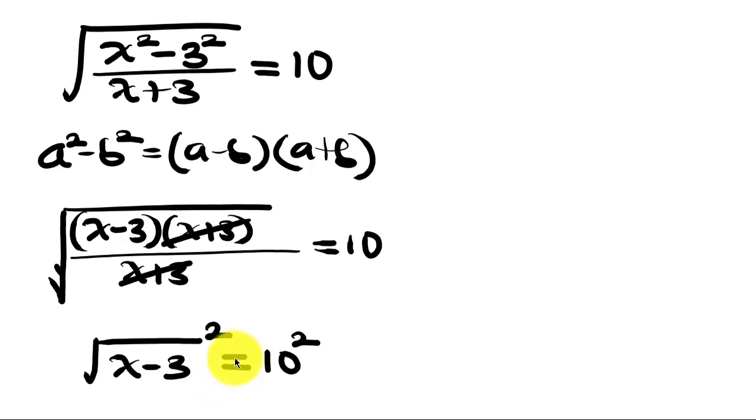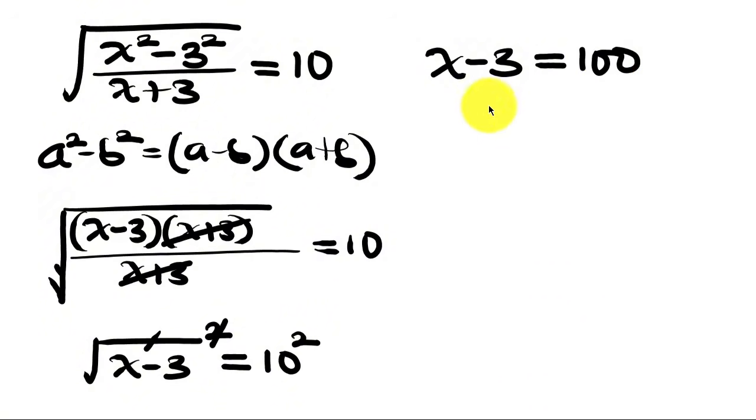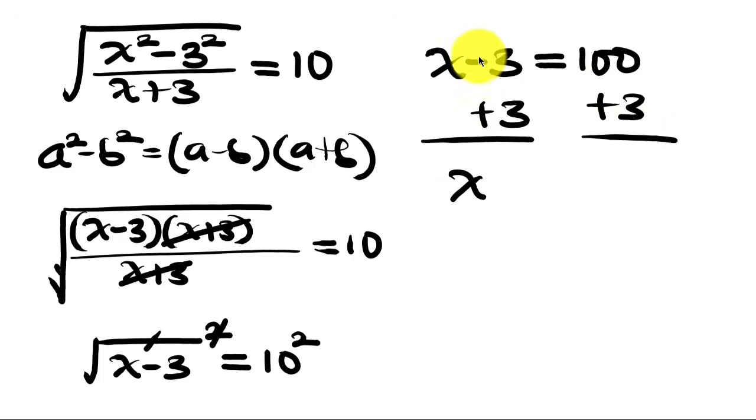But be careful. Know that whenever we do something like this, we have to check our final answer. So this square cancels out the square root, leaving behind x minus 3 to be equal to 10 squared, which is 100. Now let's add 3 to both sides. So add 3 to the left, add 3 to the right. So this becomes x, negative 3 plus 3 is 0, and then 100 plus 3 is 103. So x is equal to 103. So this is the final answer for x. But the question is, is this answer correct?